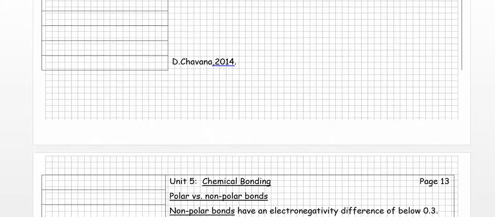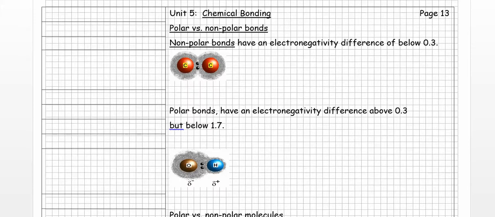Let's move on. Here we go. I want to talk about polar bonds versus nonpolar bonds. What do we mean by a polar bond? Well, what we mean is that it's not the same on one side or the other. Let's talk a little bit about nonpolar bonds to begin with. These have an electronegativity difference below 0.3. So if the electronegativity difference between the two atoms is somewhere between 0 and 0.3, we're talking about a nonpolar bond.